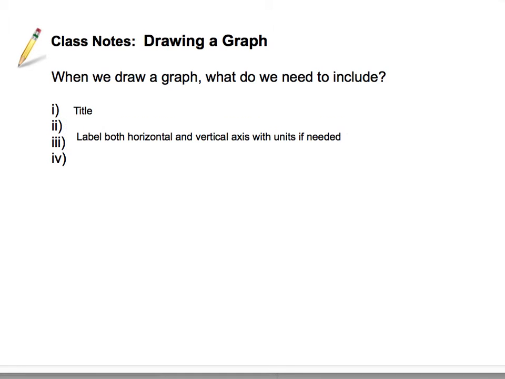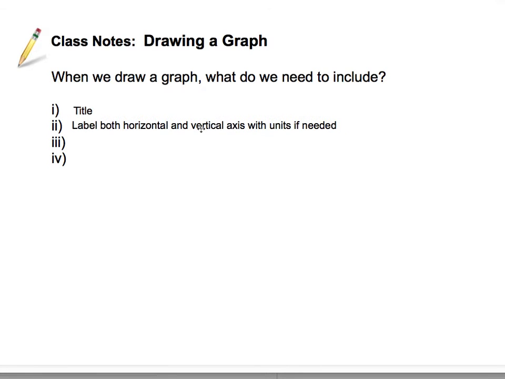If you're talking about time, you need to put the units of days, seconds, hours. If you're talking about the length of a football field, you need to say you're measuring it in centimeters, inches, meters, kilometers. So whenever the units really determine the data that you're plotting, you have to put that in your label.